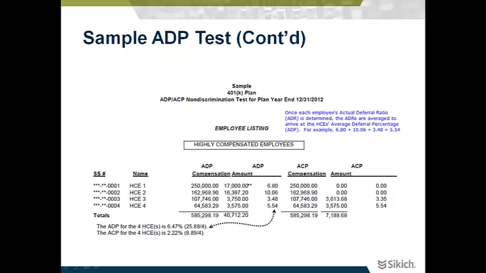And then we add up all the actual deferral ratios. So once each employee's actual deferral ratio is determined, we're going to average those actual deferral ratios to arrive at the HCE average deferral percentage. And as we've done here, you take 25.88, which is the sum of all the actual deferral ratios for the highly compensated employees, divide it by the 4 highly compensated employees to arrive at the actual deferral percentage of 6.47.